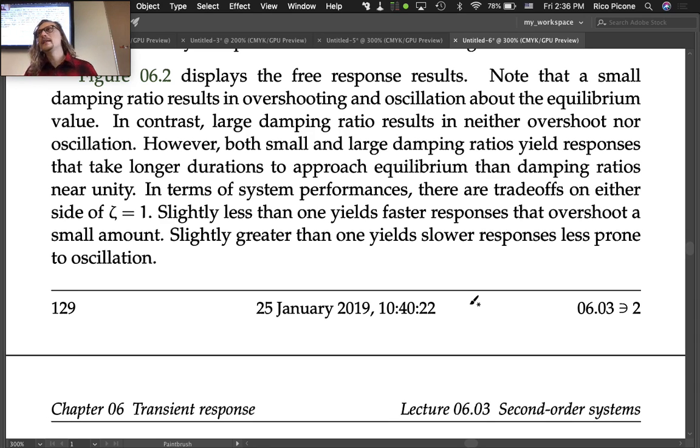Good. A lot of times we want our systems that we design to be around zeta equals 1. So maybe it'll be like zeta equals 0.5, maybe it'll be zeta equals 1.5. But usually you don't want a system that's super sluggish. You don't want a system that's too oscillatory. Somewhere in the balance is typically where you're going to want your system. It just depends on your design requirements.